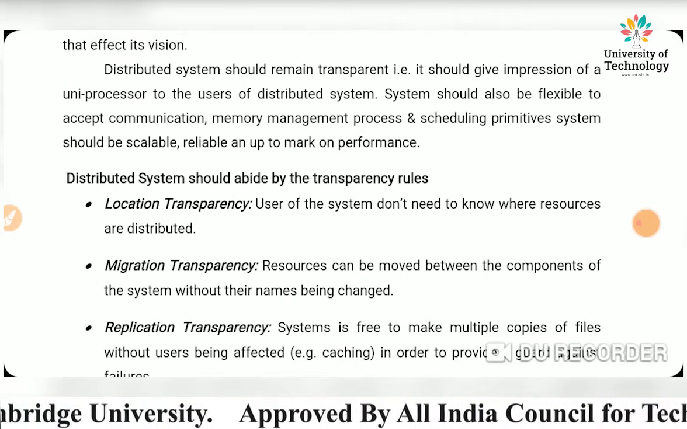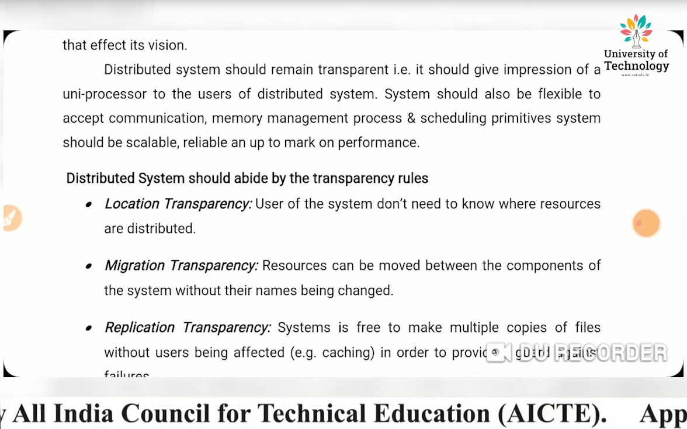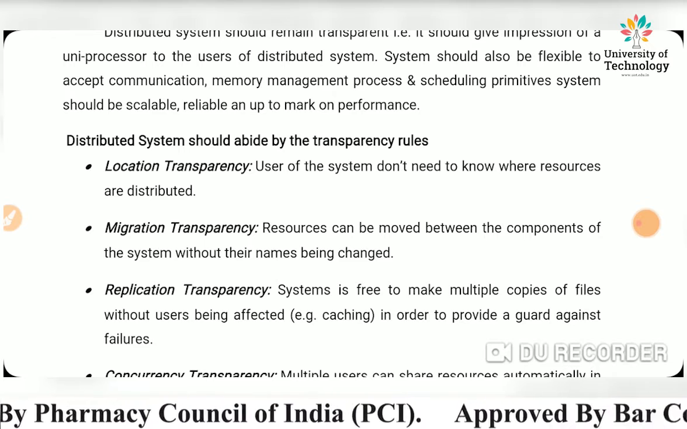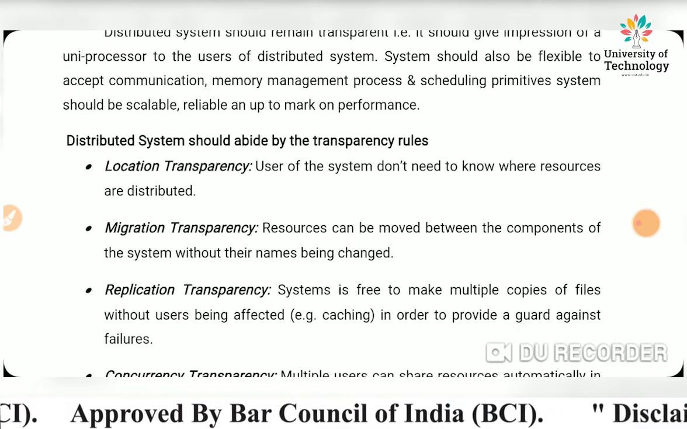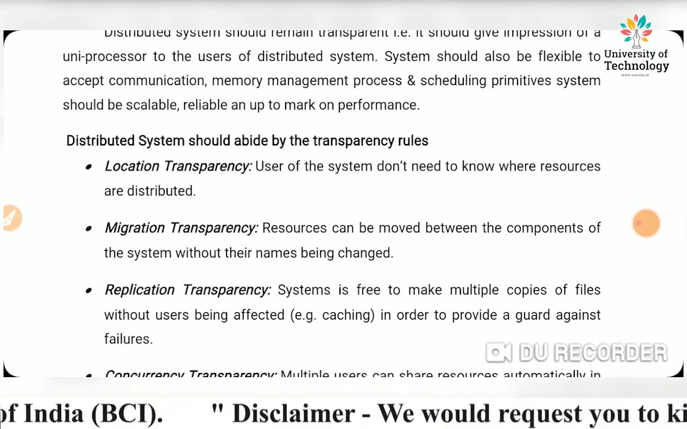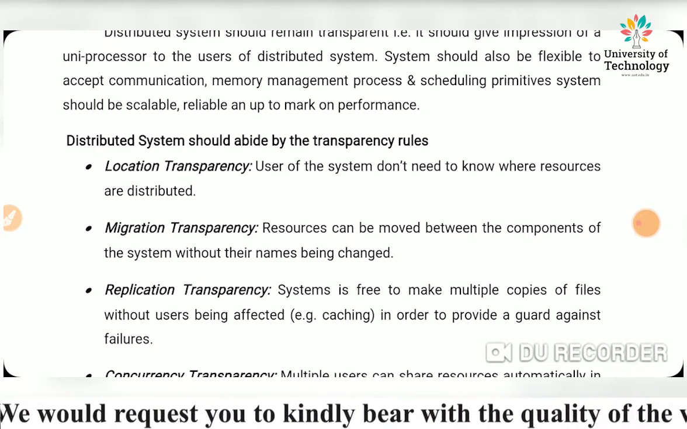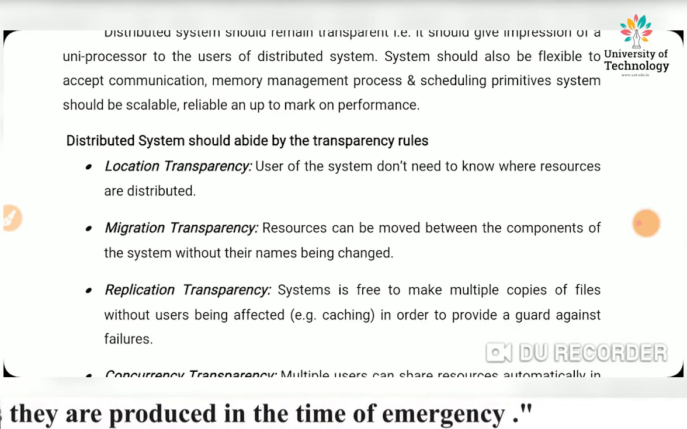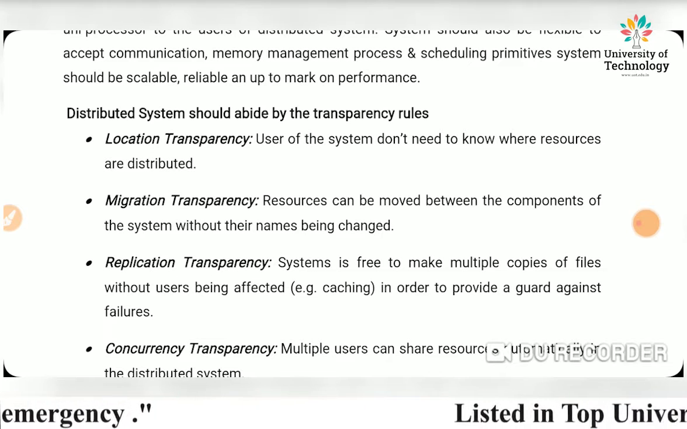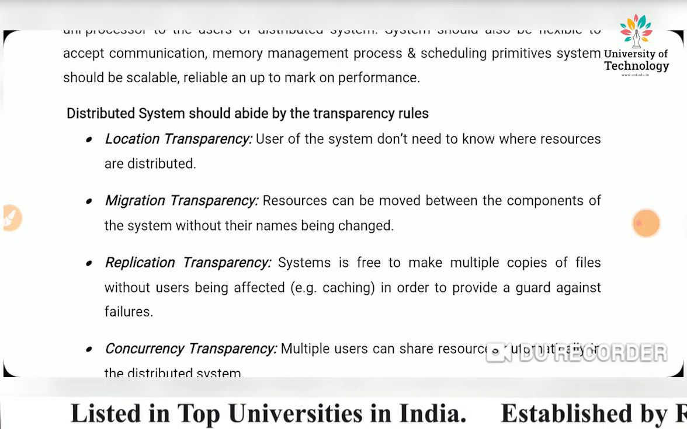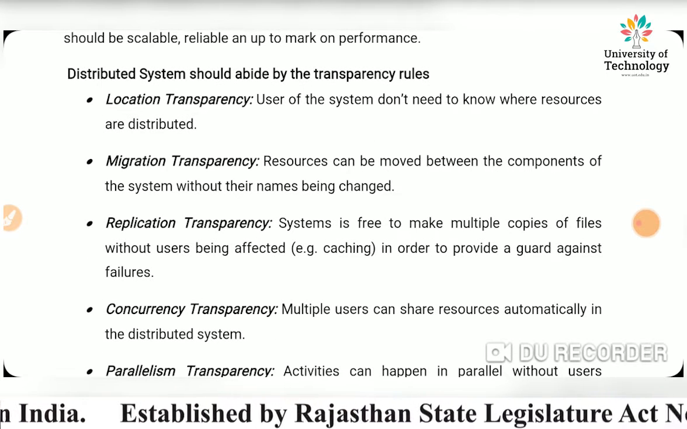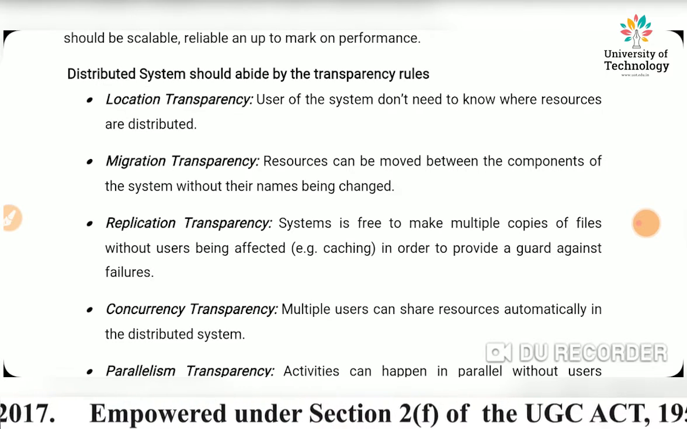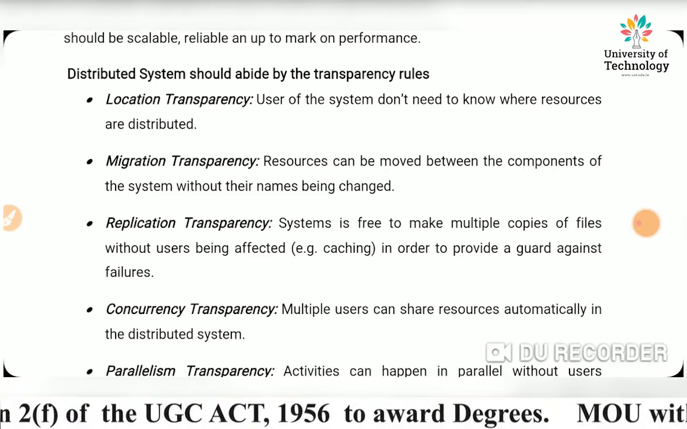Now let's move to transparency. A distributed system should abide by the transparency rules. There are several types of transparency: first, location; second, migration; third, replication; fourth, concurrency; and fifth, parallelism transparency. First, location transparency: the user of the system does not need to know where resources are distributed. Second, migration: resources can be moved between the components of the system without their names being changed. Third, replication transparency: the system is free to make multiple copies of files without users being affected, in order to provide a guard against failures.